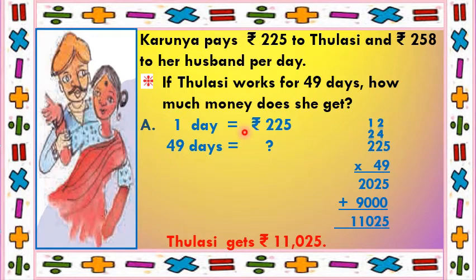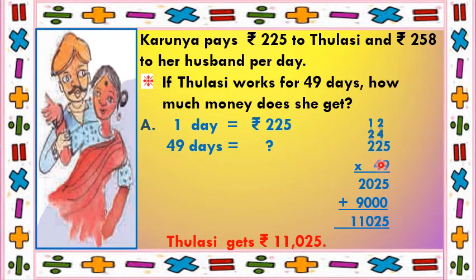Answer, for 1 day, Tulasi gets rupees 225. So for 49 days, how much money will she get? Using cross multiply and divide, we will multiply 225 with 49. 9 5s are 45, put 5 down, 4 carry, 9 2s are 18, plus 4 is 22, put 2 down, 2 carry, 9 2s are again 18, plus 2 is 20.